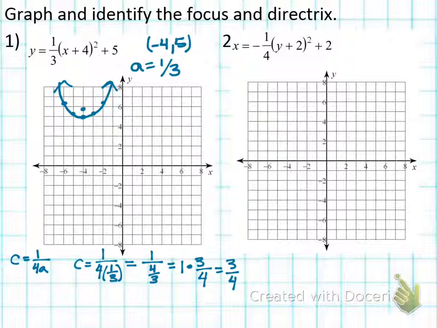And then for the directrix, I go the opposite way, and I make a line c units down. So 3/4 of a unit down, I'm going to make a line here. Oh, and the ordered pair for my focus is going to be -4, and then the vertex was 5, and I went up another 3/4, so it's -4, 5 3/4. Okay, so that's my point here. And then, like I was saying, the directrix is 3/4 of a unit below. So this line right here would have the equation y equals 4 1/4.